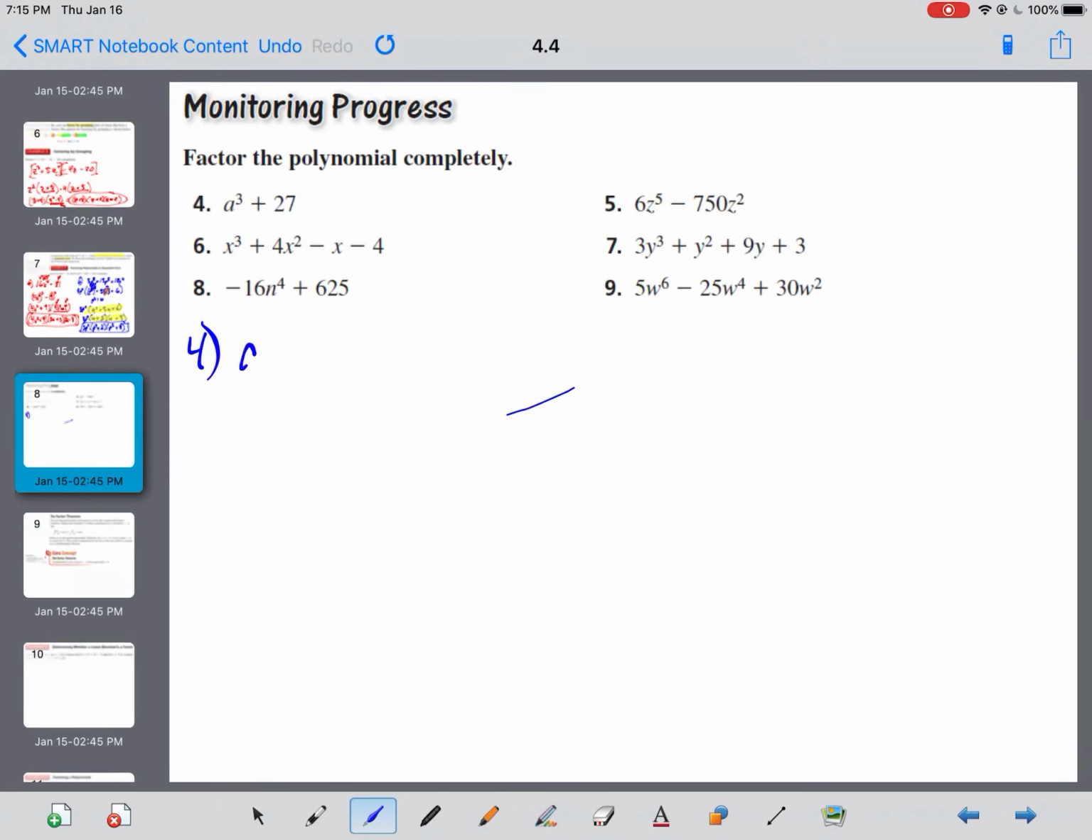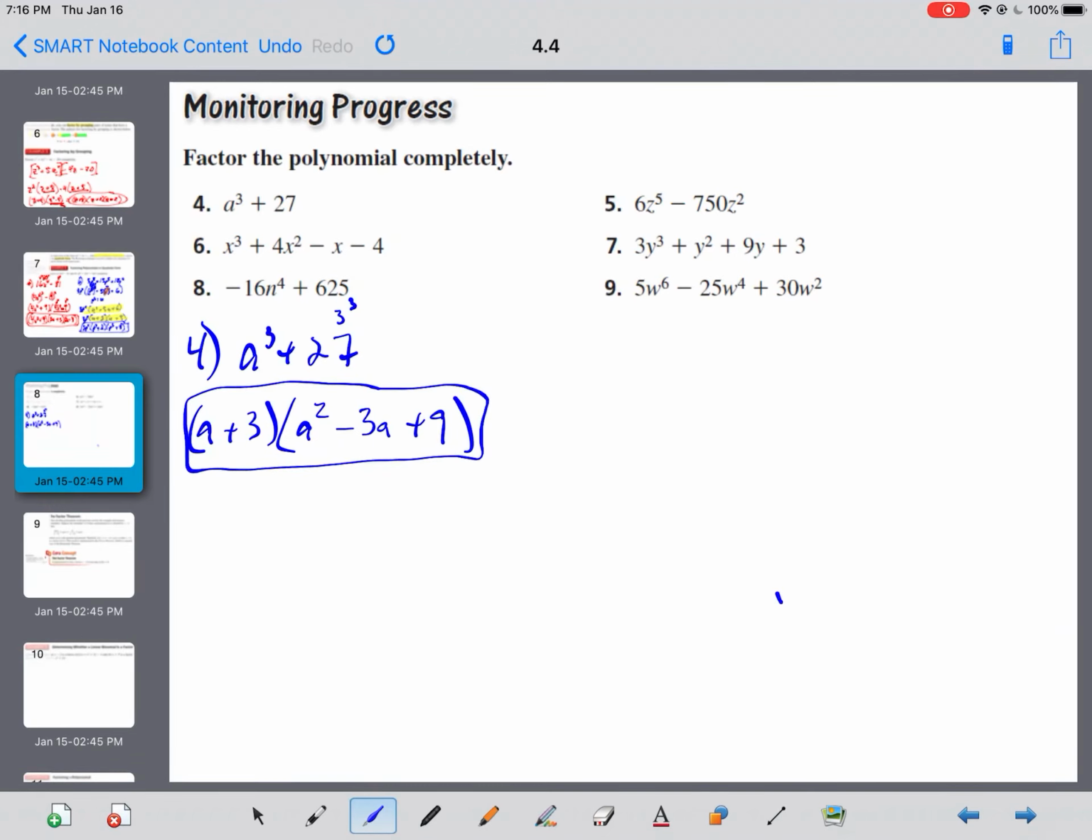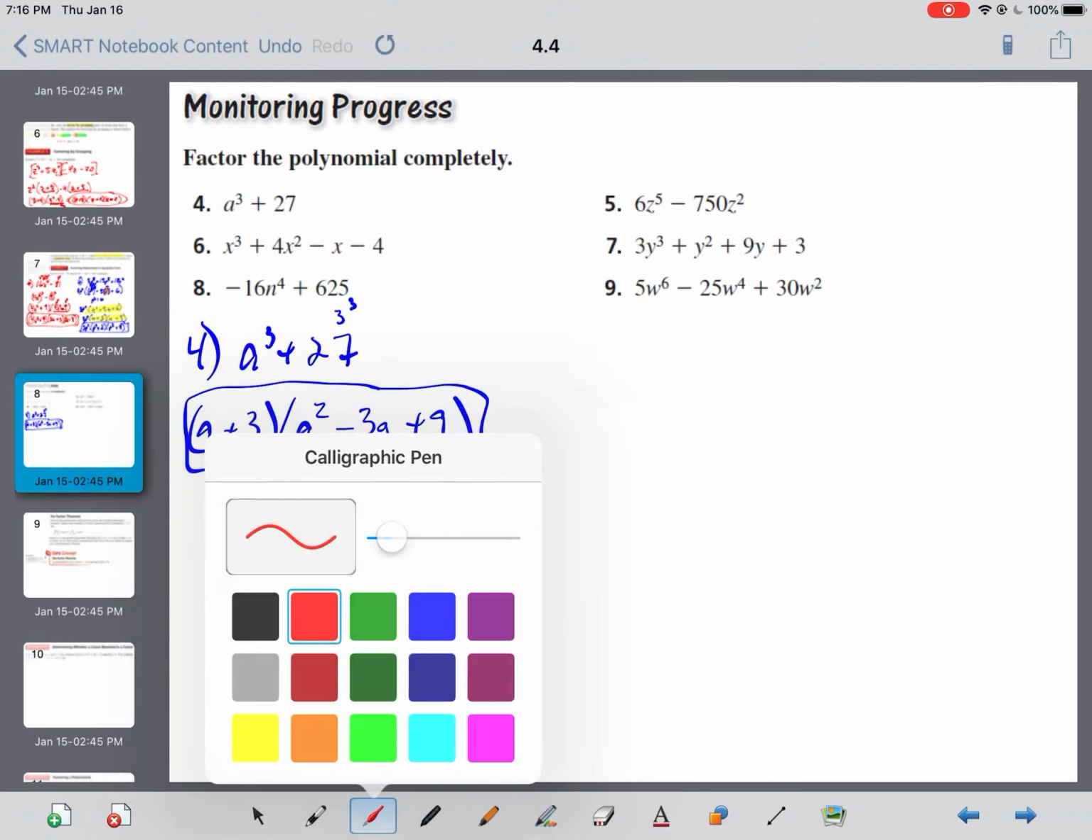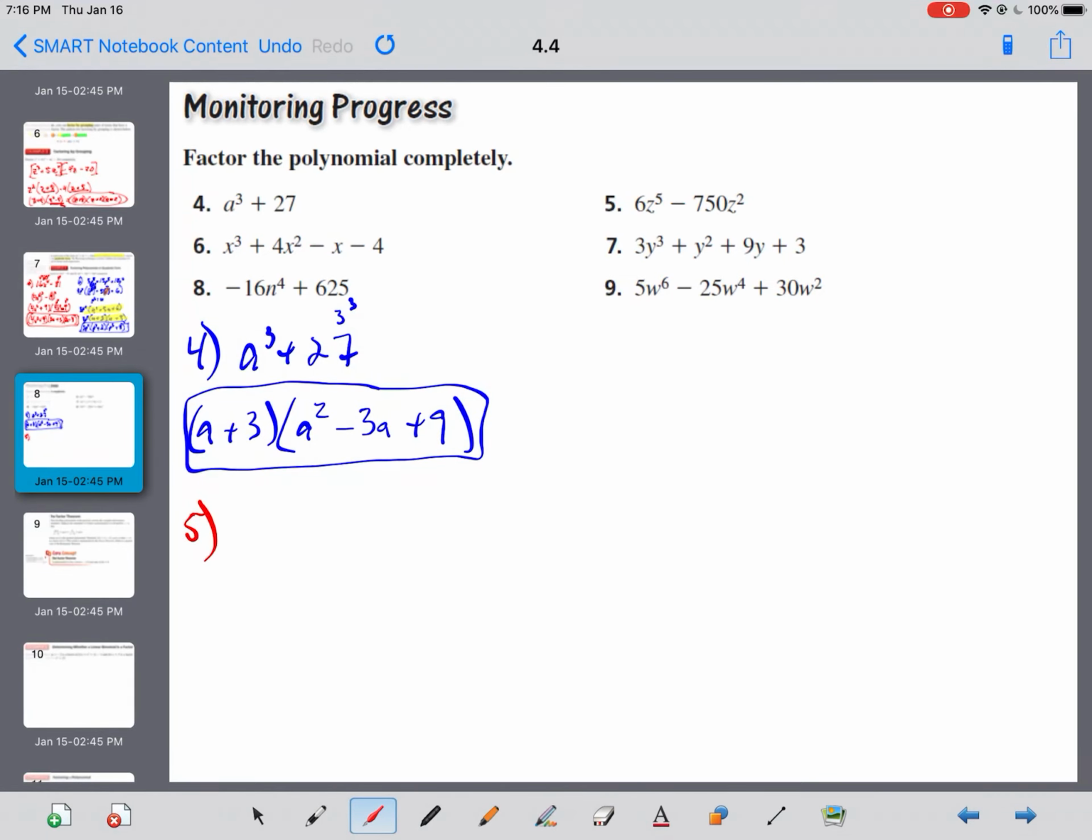Okay, here we go. Number 4. A to the 3rd plus 27. 27 is 3 cubed. So that's a pattern. It's a sum of cubes. That one's a plus, that one's a minus, that one's always plus. It's matchy-matchy. A goes here, 3 goes there. A squared, 3a, 9. Done. That's how you use the pattern. Okay?